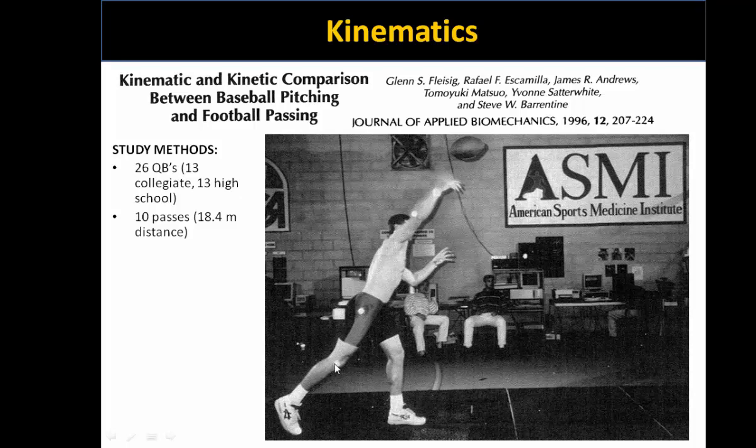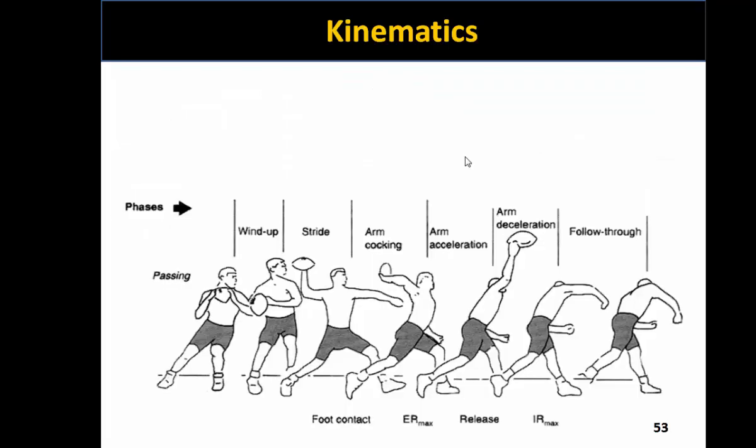These markers identifying the joints were used to track the movement patterns so that the kinematics could be calculated from each of the 10 passes that the athletes completed. They were to throw the ball at a target approximately 20 yards away, or 18.4 meters away. The path of the ball was also tracked in the study.